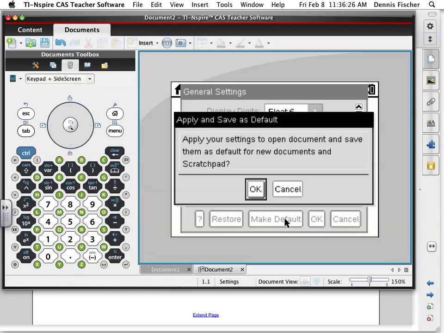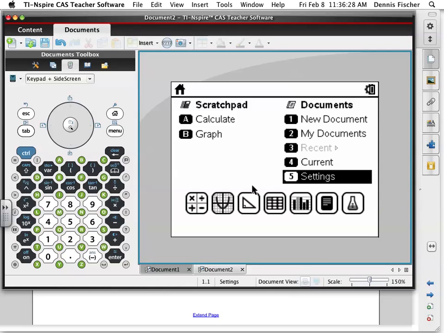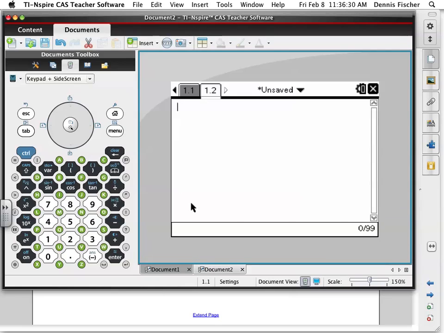I'm going to make it default. I'm going to show you something here. You can just save it for this document if you want to. If it's your own calculator, you could do this. The reason is this: what is sine of 30 degrees?